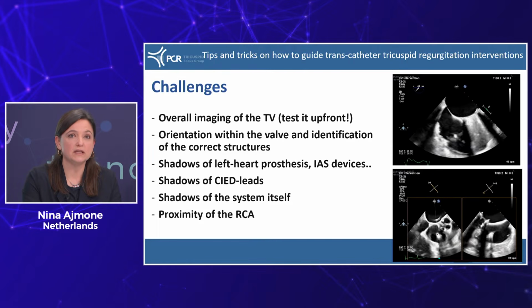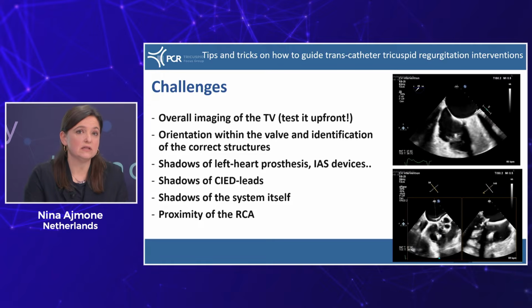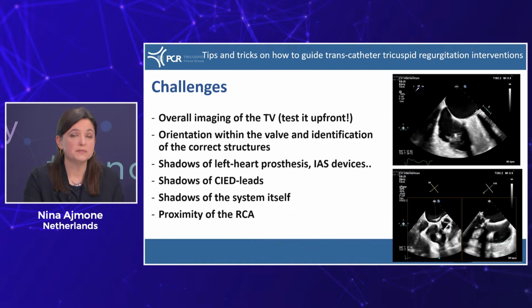And we've seen already in the previous presentation what the challenges are. The tricuspid valve is very anterior, far from our probe, with very small leaflets and a very complex and variable structure. So as imagers, we have to learn to orient, to identify the correct structure, the correct leaflet, the commissure, the annulus, etc., which is quite challenging considering the overall imaging problems.